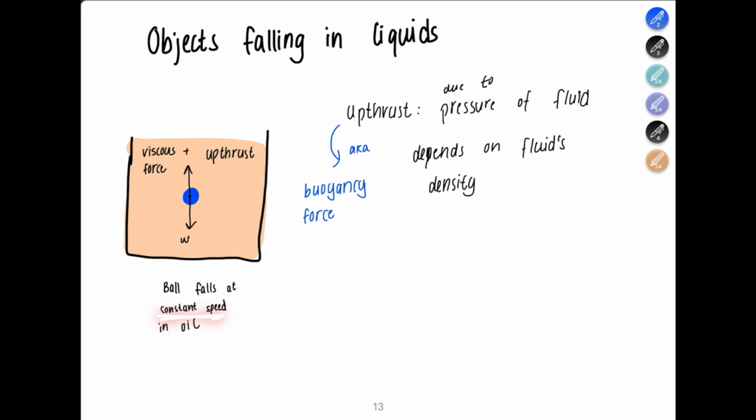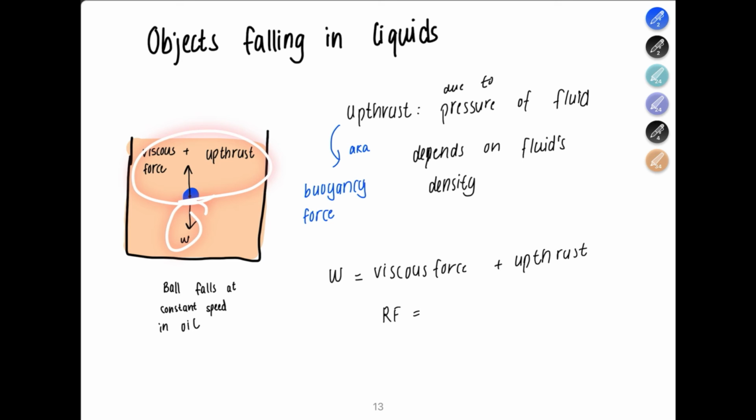This is falling at constant speed. That means the upward and downward forces are balanced. So W equals viscous force plus upthrust. Okay, what is the value for resultant force? If they ask you to find the value for resultant force, this is going to be 0. Because to find resultant force, you have to subtract the forces that are acting in opposite directions. Let's say if this was 20 Newton, upward is also 20 Newton, so this is going to be 0 newtons.